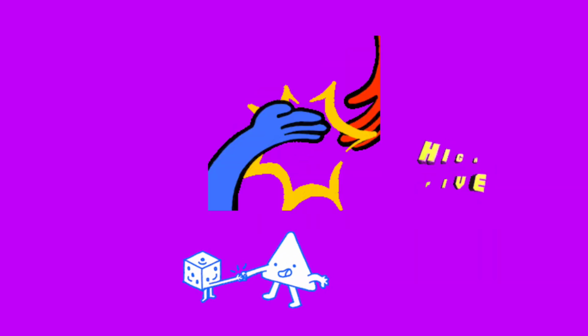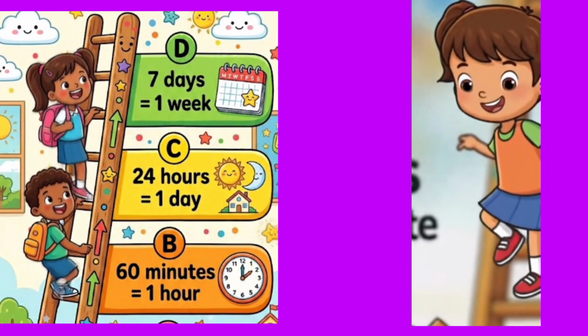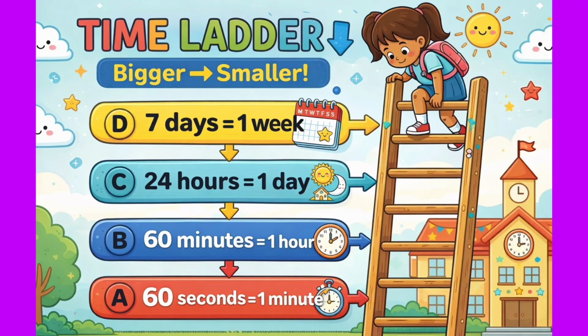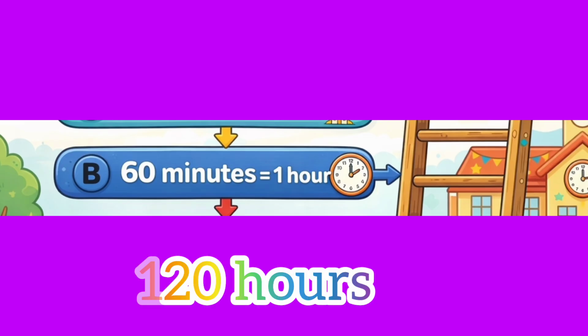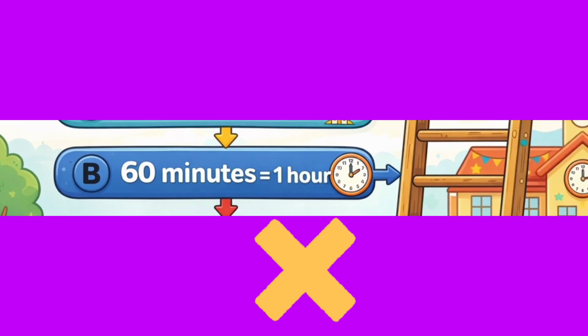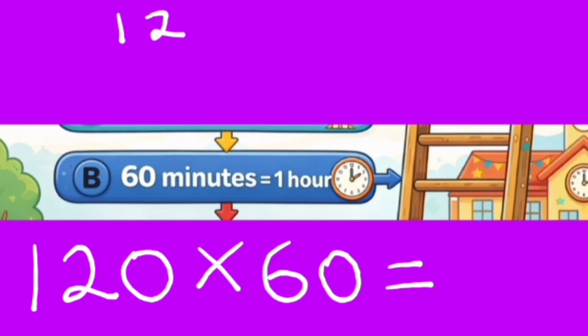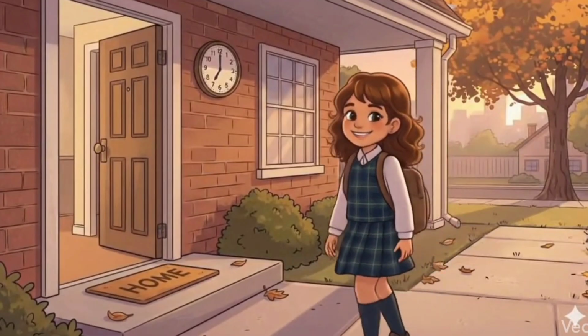Virtual high five. But hold on. We're not done just yet. The teacher had a second question. How many minutes is that? So now we need to turn our 120 hours into minutes. Are we going up or down the ladder this time? From hours to minutes, we're going down again. All right, here we go. We know that 1 hour is 60 minutes. We've got 120 hours, so let's use our golden rule and multiply again. So 120 times 60 gives us 7,200 minutes. That's such a big number. Fantastic work helping Luna figure that out.